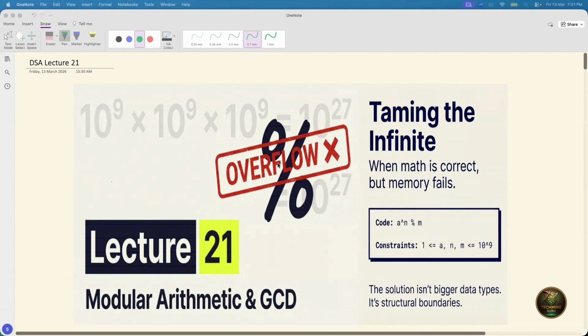Today we are going to fix that overflow problem once and for all. We are diving deep into DSA lecture 21, exploring the fascinating world of modular arithmetic and GCD.